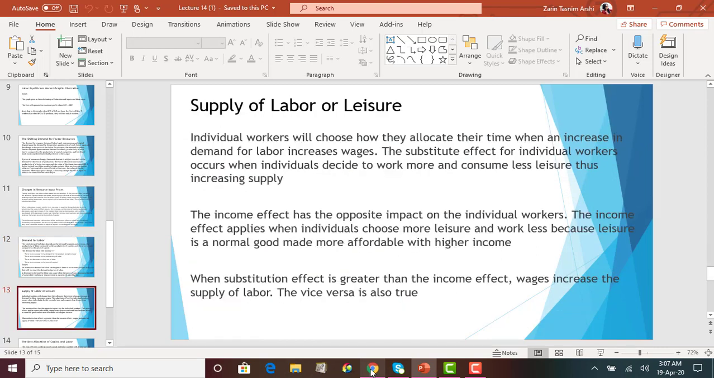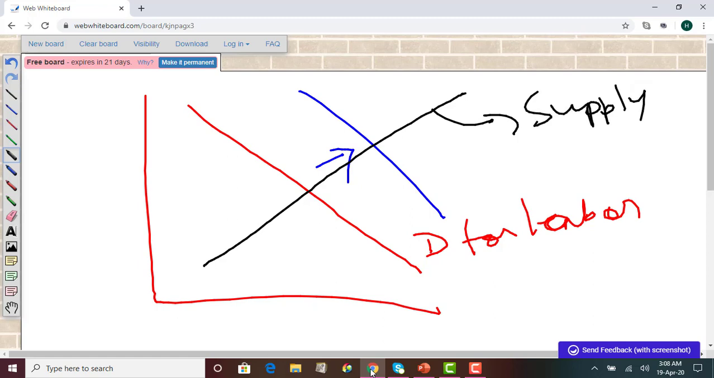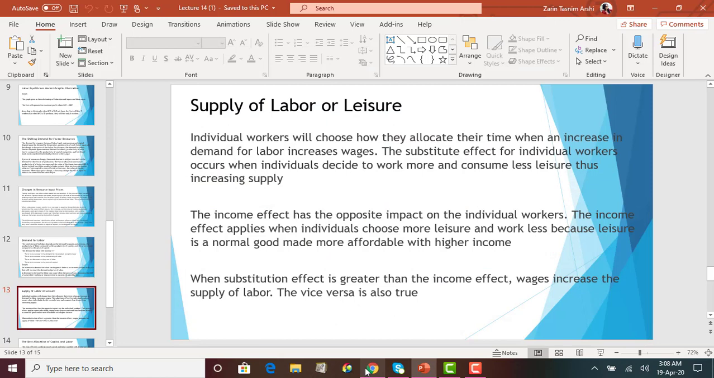Now what about supply? So we looked at the demand curve. The supply curve for labor is also like normal products. It's an upward sloping curve. This is the supply curve, and the supply curve will depend on leisure and income.